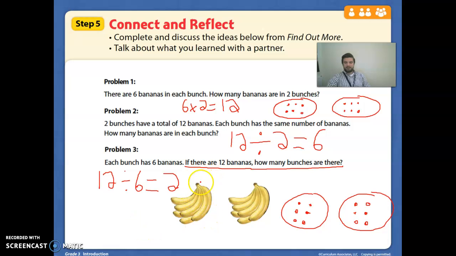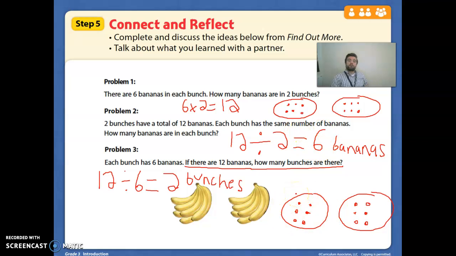So there you have it. Really what you should do is label your answers here. I don't have enough room to really label them, but let me just show you what that would look like. So 2 bunches, I would say here. And up there, I would say 6 bananas. Just to make sure the person who's reading my answers knows what I'm talking about.